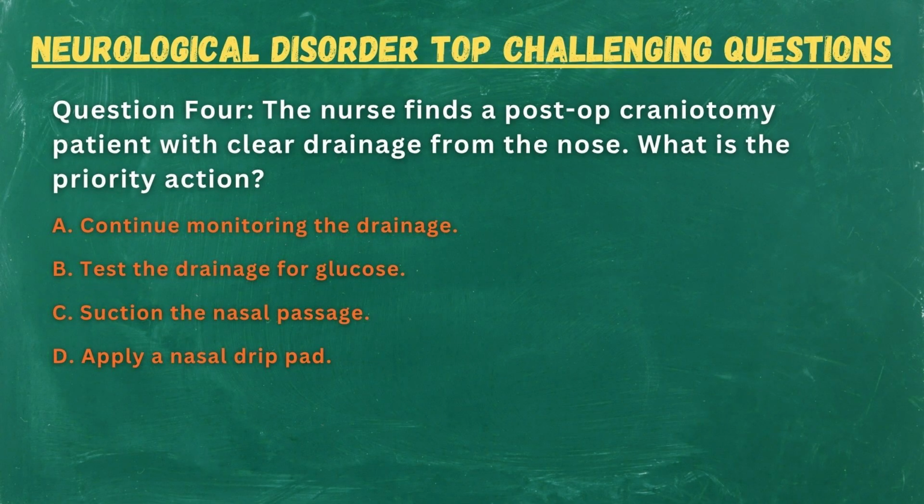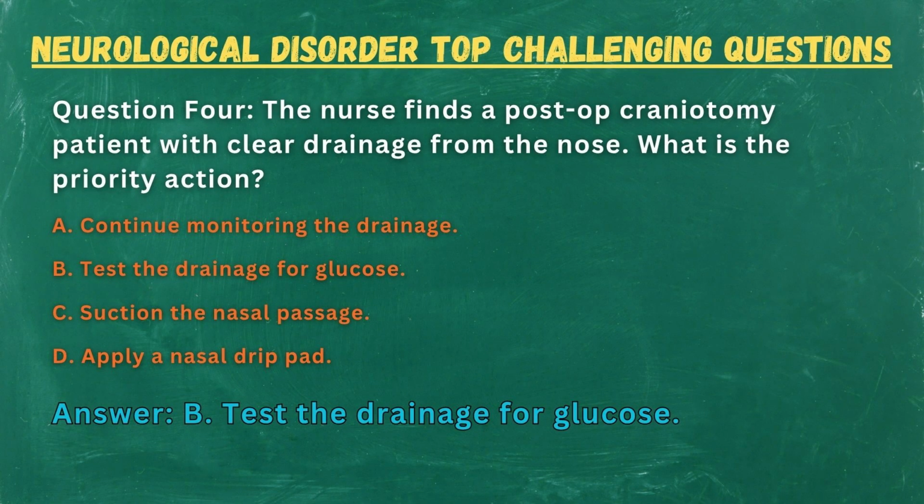Question 4. The nurse finds a post-op craniotomy patient with clear drainage from the nose. What is the priority action? A. Continue monitoring the drainage. B. Test the drainage for glucose. C. Suction the nasal passage. D. Apply a nasal drip pad. Answer. B. Test the drainage for glucose.